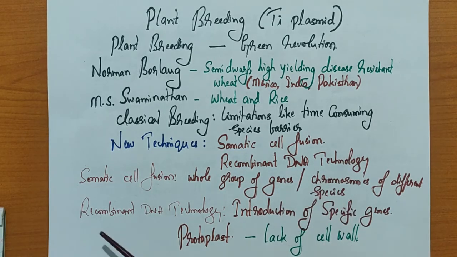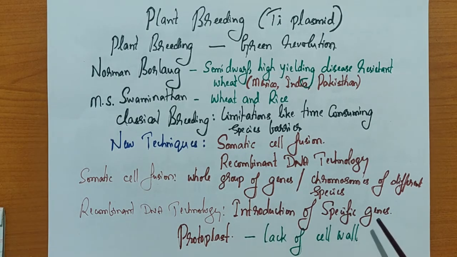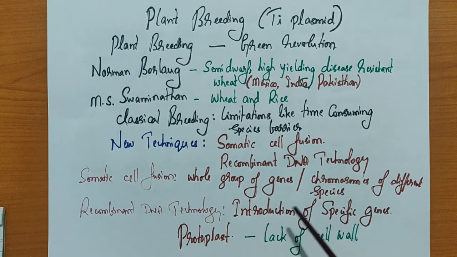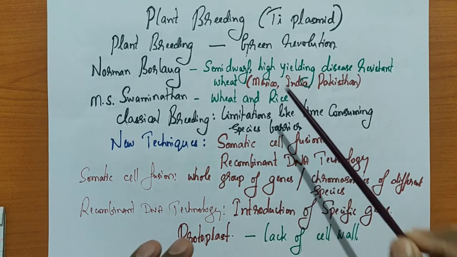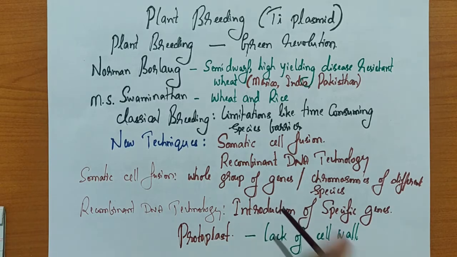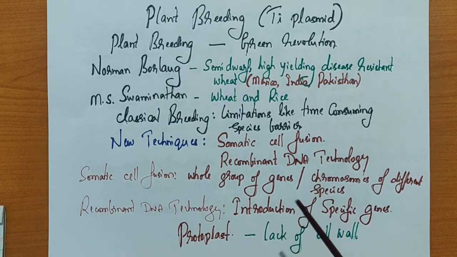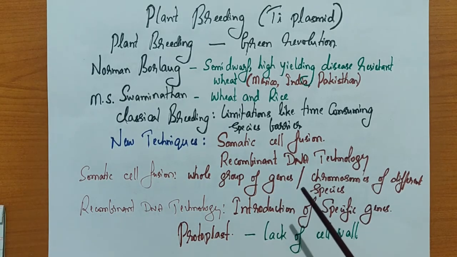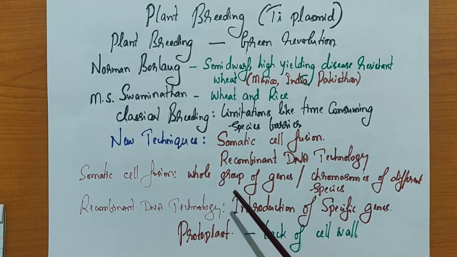We will learn some of these terminologies in the coming discussion. Another one is recombinant DNA technology. The difference between somatic cell fusion and recombinant DNA technology is the introduction of specific genes, not the entire group of genes or chromosomes. In somatic cell fusion, for example, there are two varieties. One is a high yielding variety and probably prone to diseases. Another is a disease resistant variety. So we can mix them and develop a totally new variety. Such things are possible in somatic cell fusion.